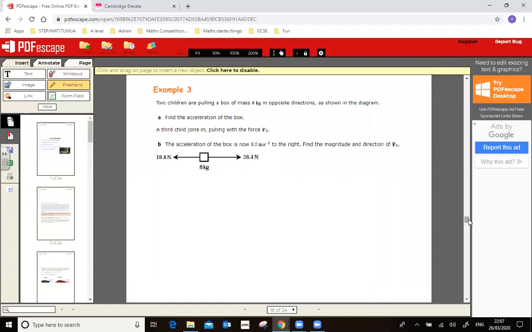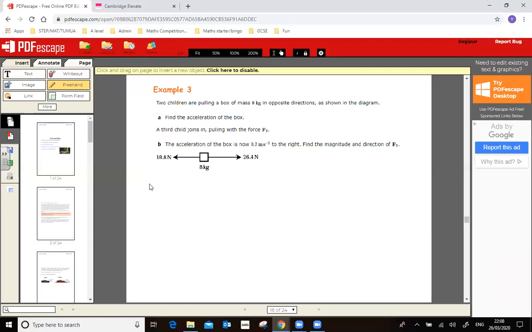Example 3. Okay, so in this case, here it says 2 children are pulling a box of mass 8 kilograms in opposite directions as shown in the diagram. Let's find the acceleration of the box. So we can see straight away that the force acting towards the right hand side is greater than the force acting towards the left hand side, which means there will be a resultant force and it should go towards the right hand side, and the box should be pulled towards the right hand side.